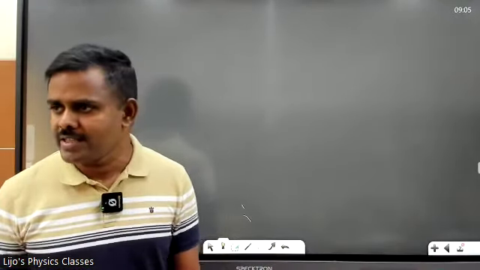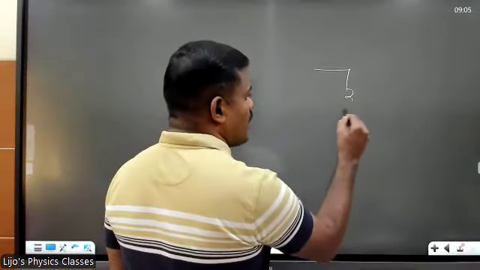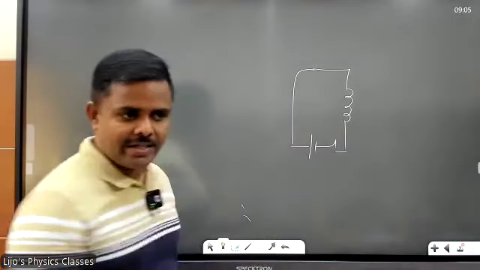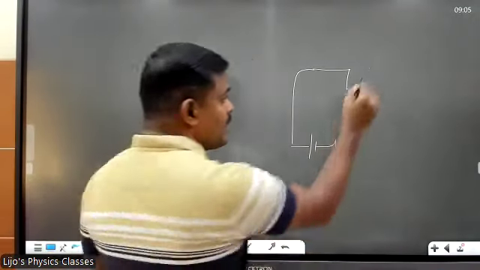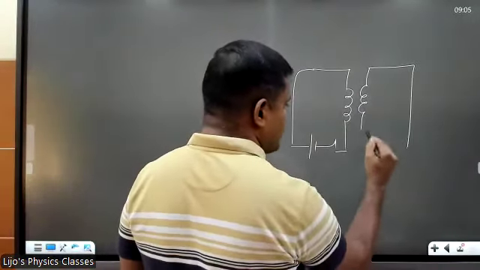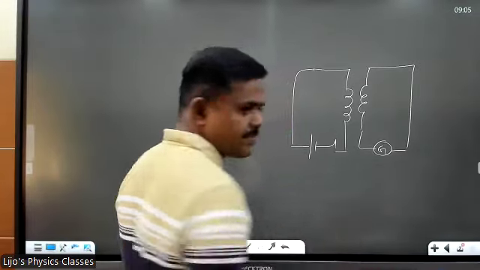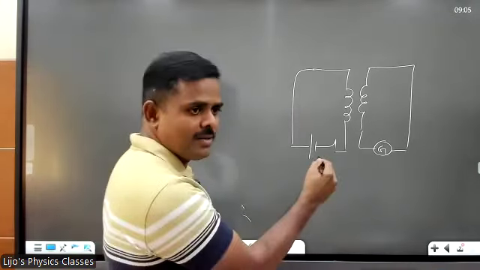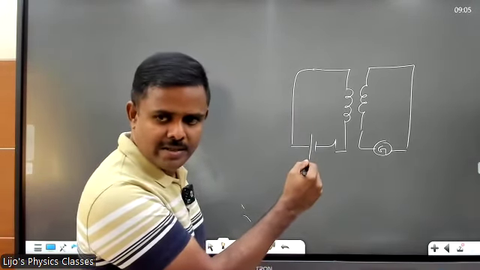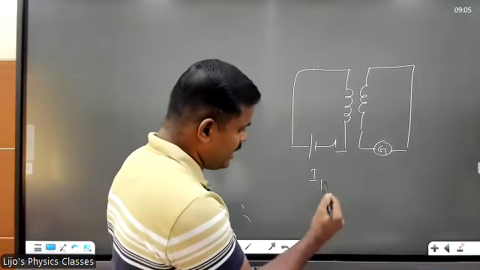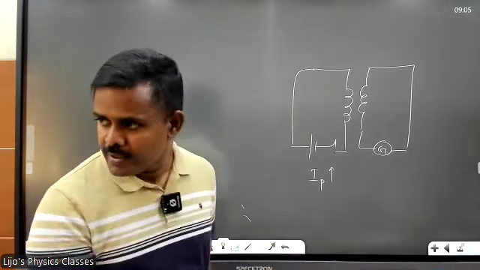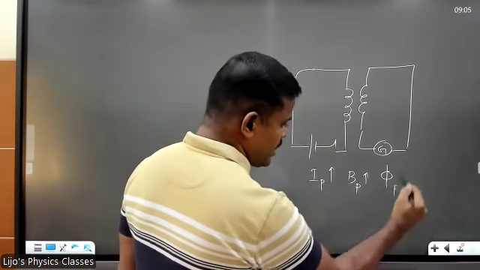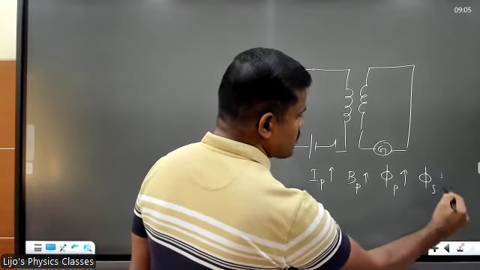How about mutual inductance? Yesterday we learned that in place of one coil, we have two coils side by side, right? One coil right here, and a second coil. The second coil has a galvanometer. Tell me what's happening. Tell me, Josh, when you switch it on, where do you switch it on, primary or secondary? Primary. So primary current will increase. Primary field will increase. So primary flux will increase. So secondary flux will increase.